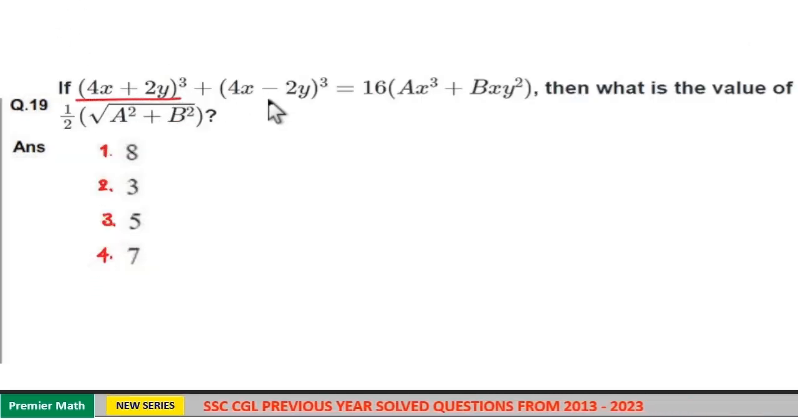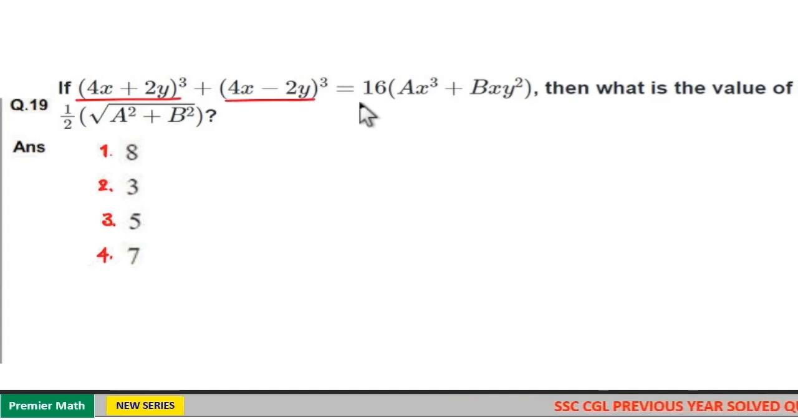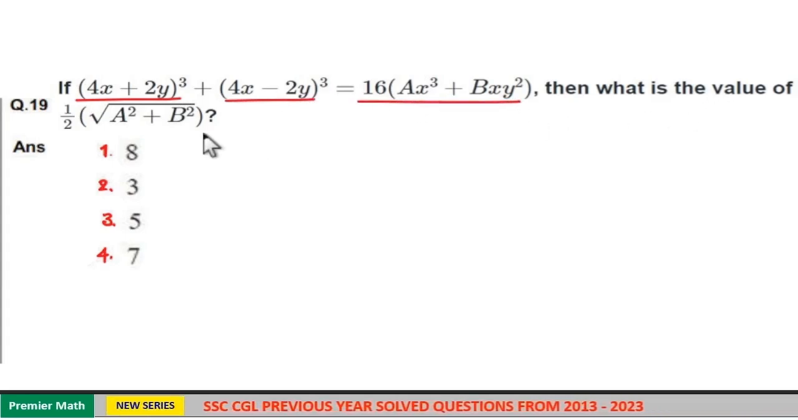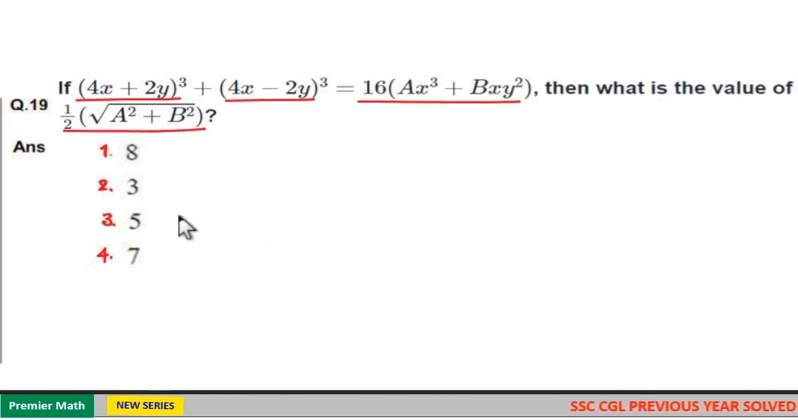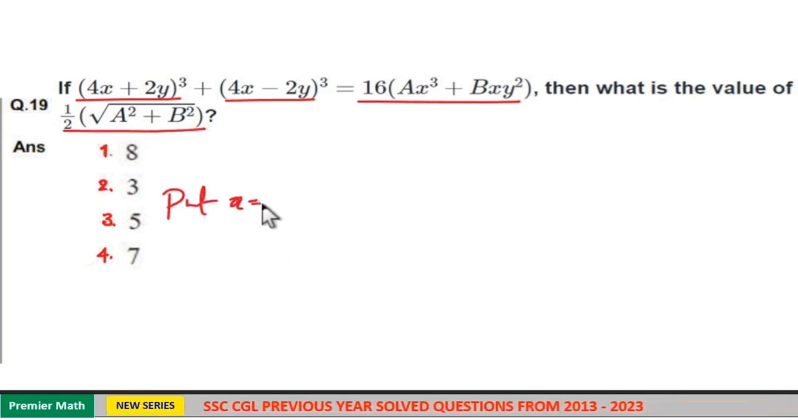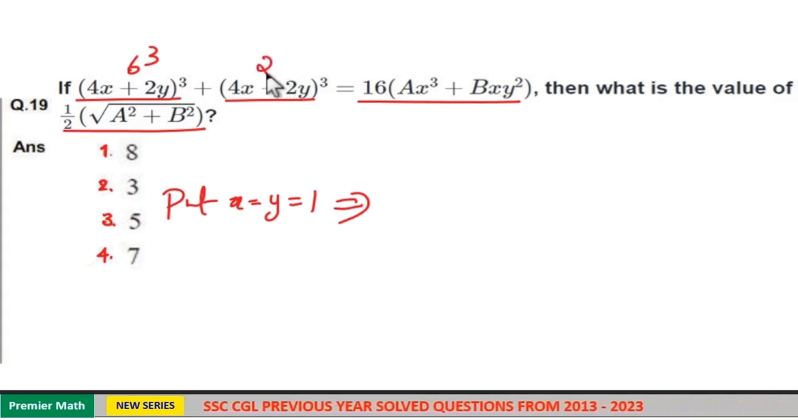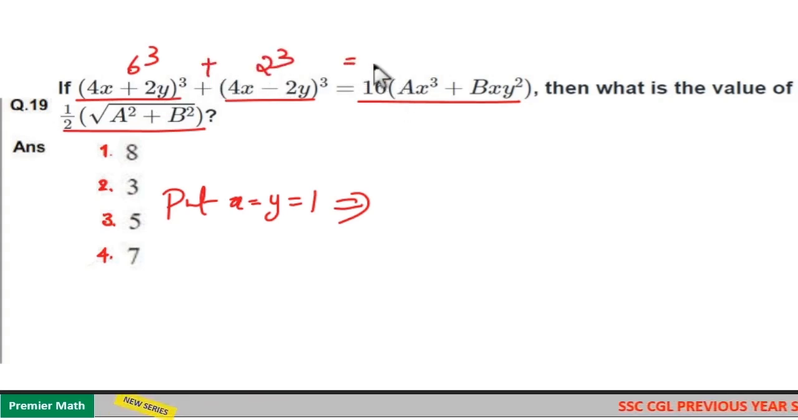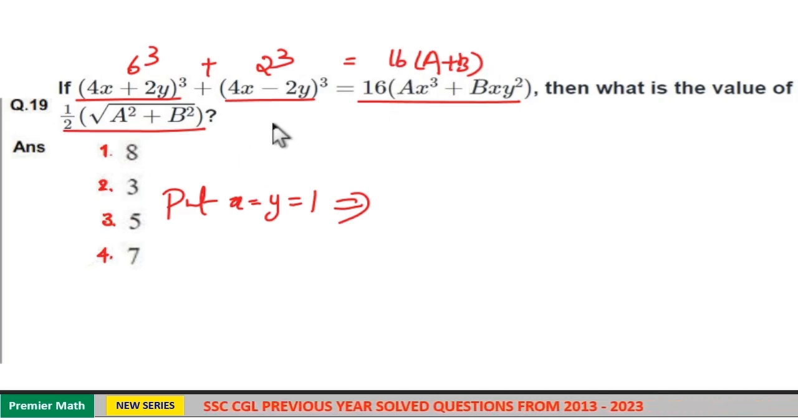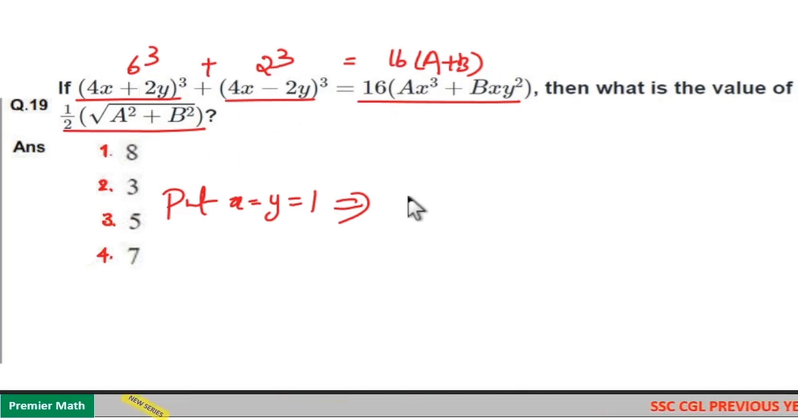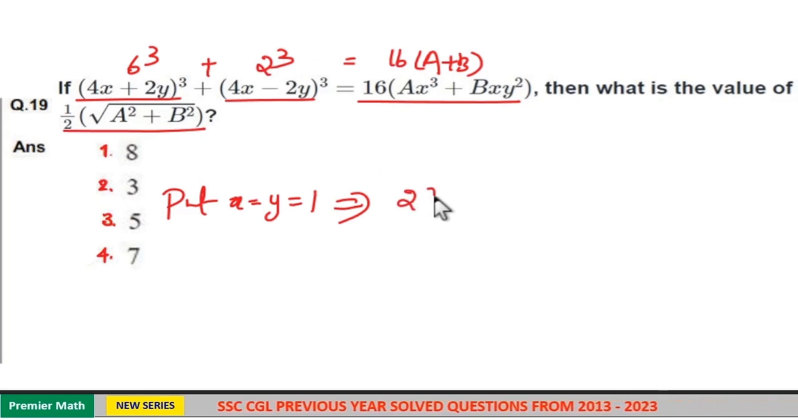4x plus 2y the whole cube plus 4x minus 2y the whole cube is 16ax cube plus bxy square. Then what is the value of half root a square plus b square? Here put the value of x and y as 1 in this equation. Now 4x plus 2y will become 4 plus 2, 6, so 6 cube. 4x minus 2y is equal to 2, so 2 cube. On the right, ax cube plus bxy square will become a plus b, that is 16a plus b. Now 6 cube plus 2 cube is equal to 216 plus 8, 224.